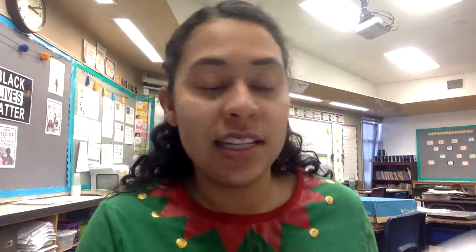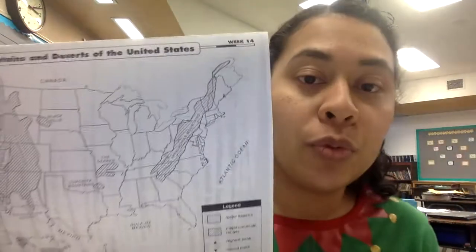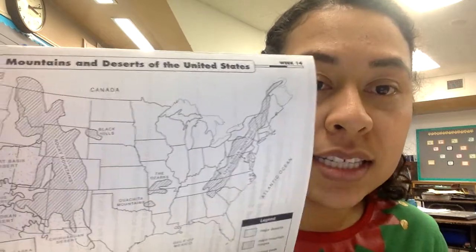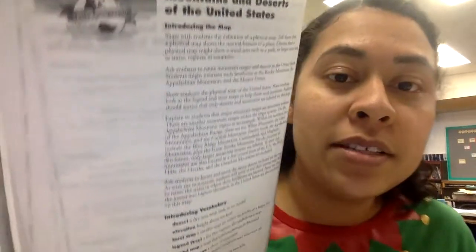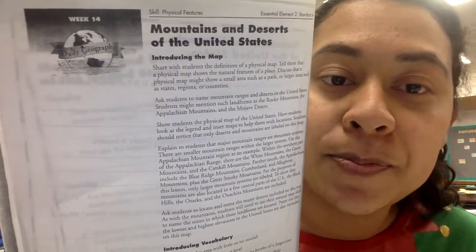Hello, for this week's Daily Geography, we have Week 14, Mountains and Deserts of the United States. So, you're going to look at the map. First, we'll go over the readings. So, let's do this side. Mountains and Deserts of the United States.